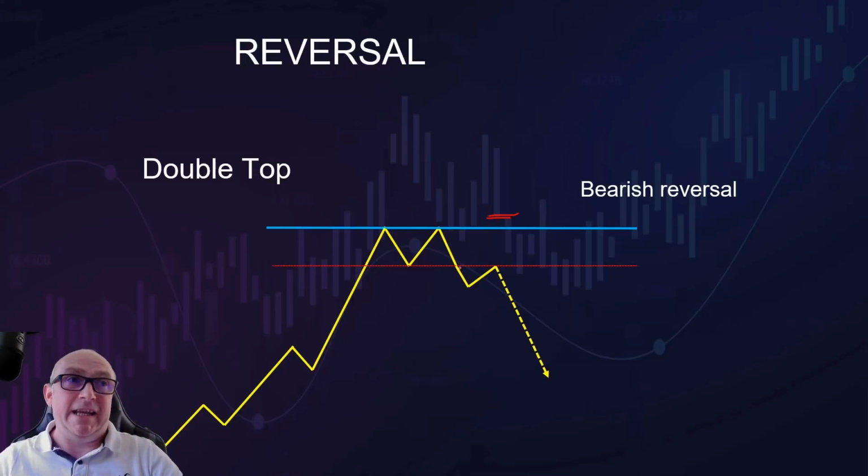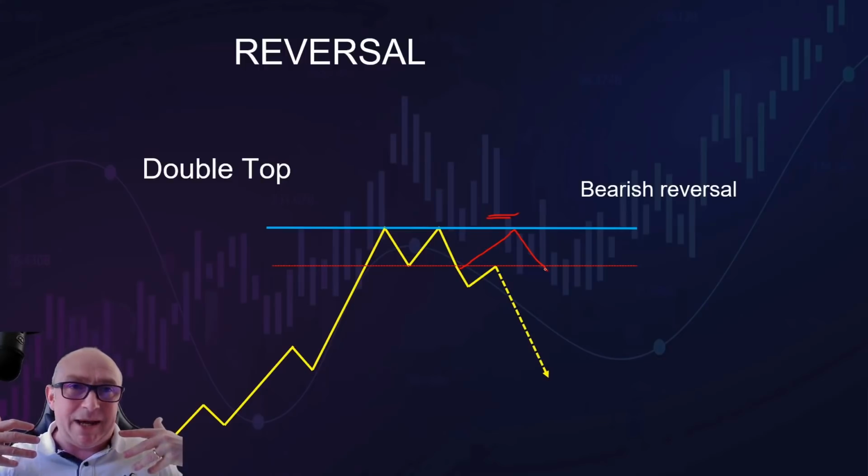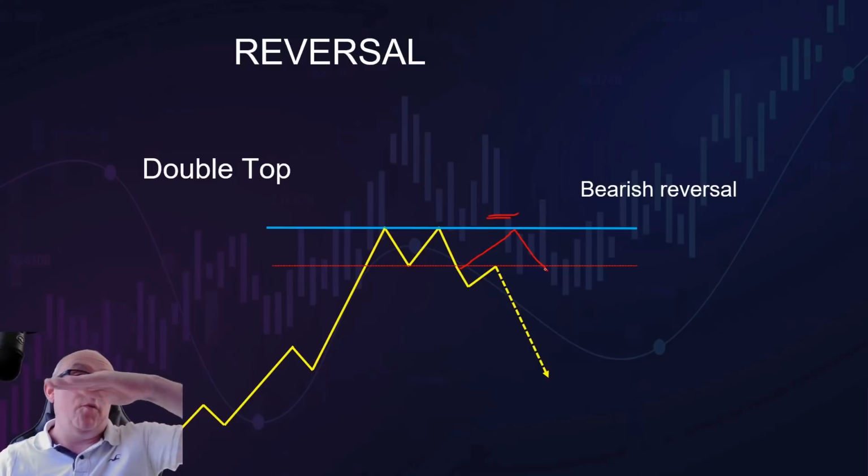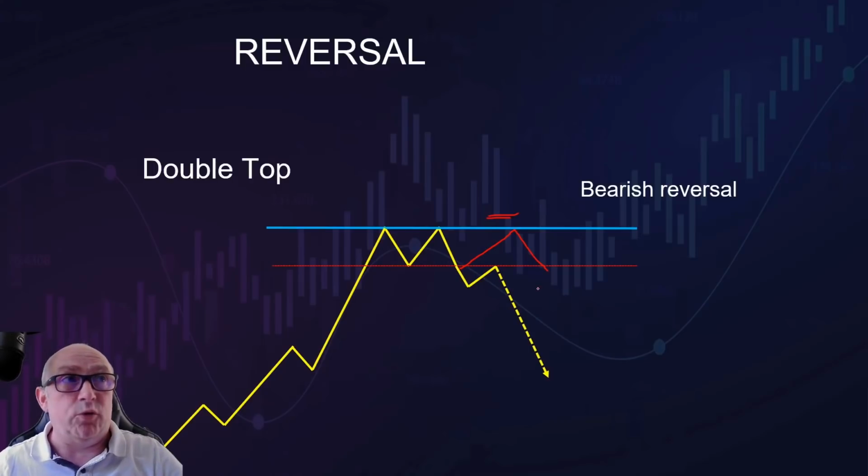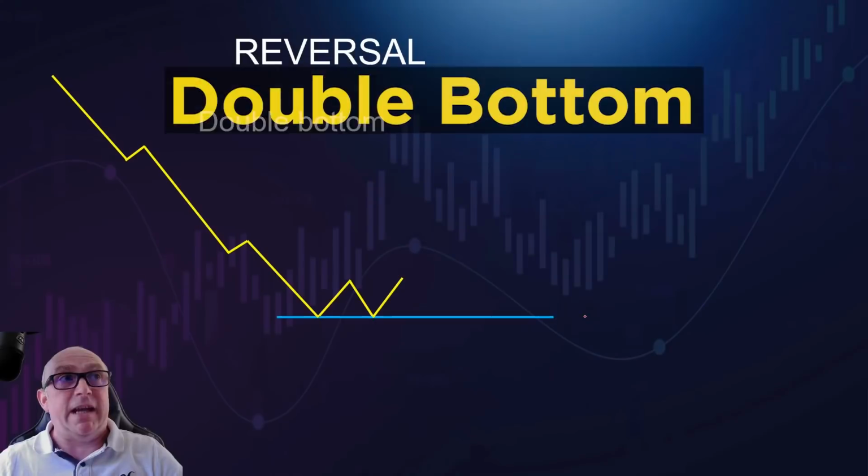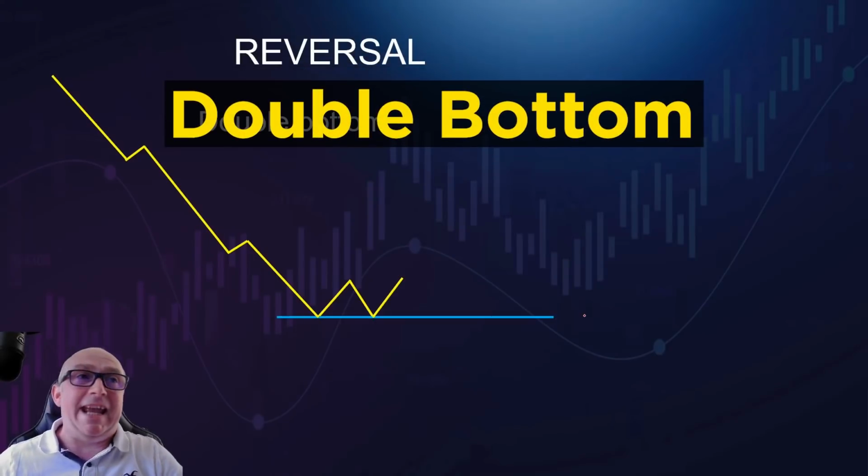Often you'll see a triple top, okay, maybe even more powerful if you see a triple top. Triple tops, double tops, they basically do exactly the same thing. It just basically means how many times it actually hit that resistance level. And of course the double bottom would be the same, but in reverse.